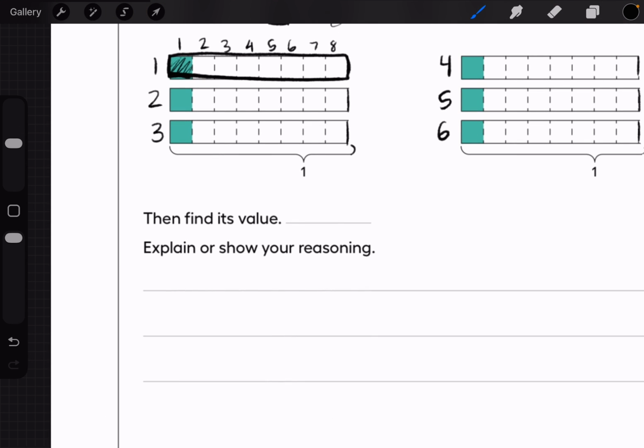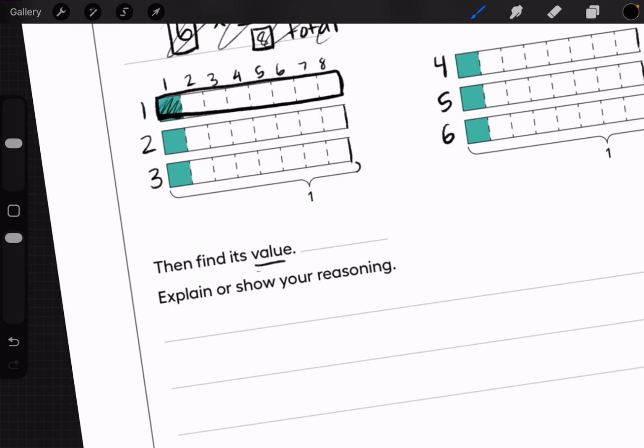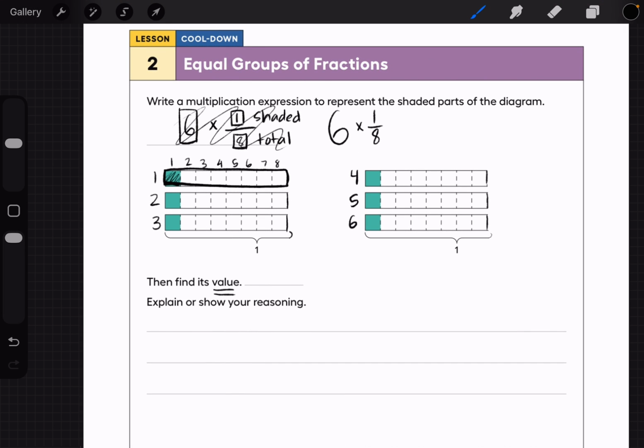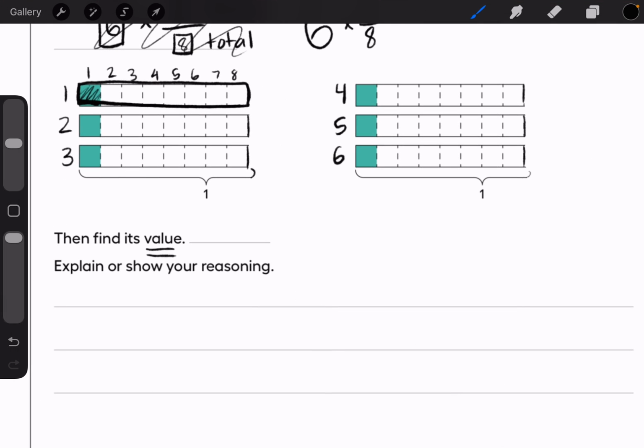Next, we're moving down to this section, then find its value. When I look right here, then find its value, I'm like, what does that mean? Well, it means how much is it really worth? If something has a lot of value, then it's worth a lot. So how much licorice do I truly have here? That's what it wants to know. So I'm kind of thinking, what if I just took all of these little tiny pieces of licorice? What if I put them all together in one? That would kind of help us to see it.